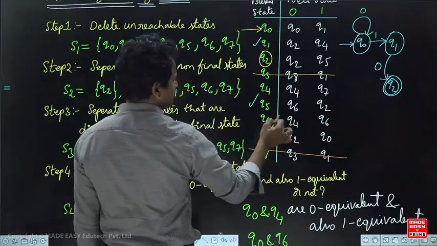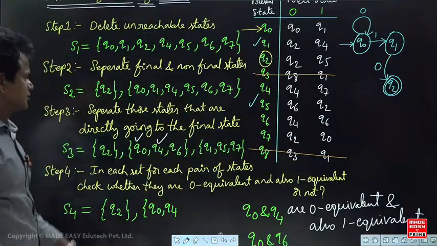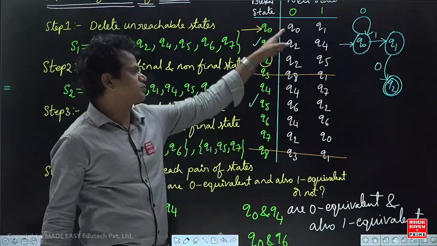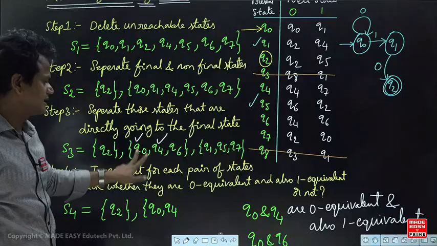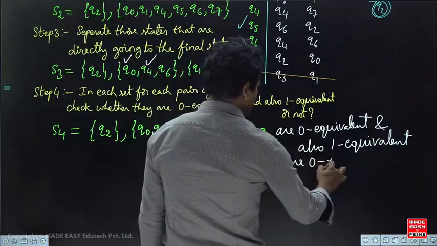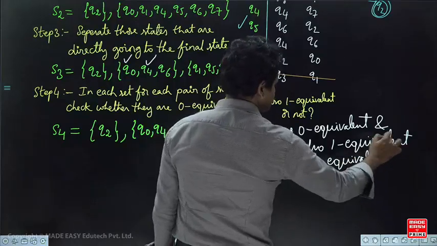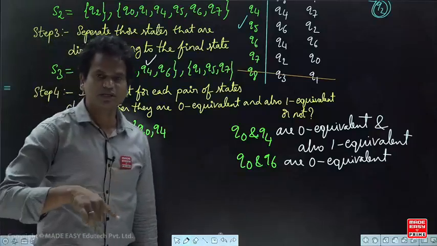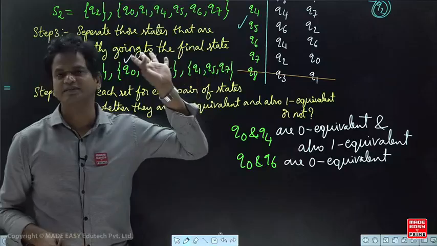Q6 on input 0. Q4. Yes guys, Q0 and Q6. The outputs are Q0 and Q4, and Q0 and Q4 are in the same set. Therefore, Q0 and Q6 are 0 equivalent. If they are 0 equivalent, check for 1 also. For input 1 also, if they are equivalent, then we write Q0, Q4, Q6 in the same set.